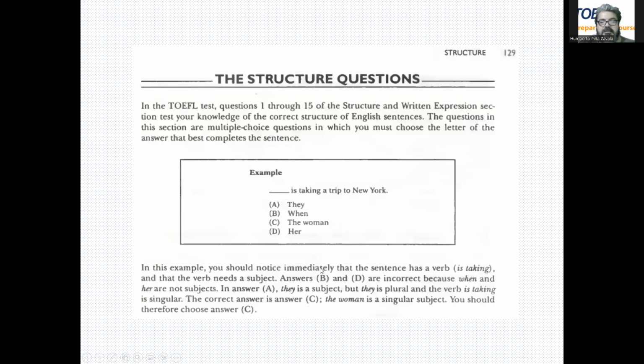In this example, you should notice immediately that the sentence has a verb, is taking, and that the verb needs a subject. Answers B and D are incorrect because when and her are not subjects. In answer A, they is a subject, but they is plural, and the verb is taking is singular.